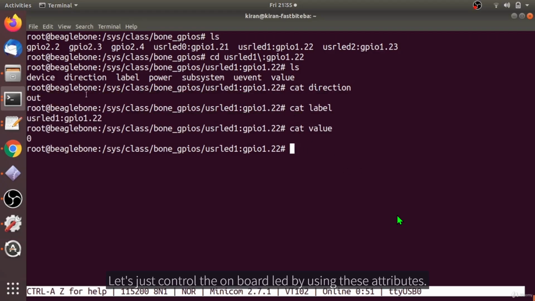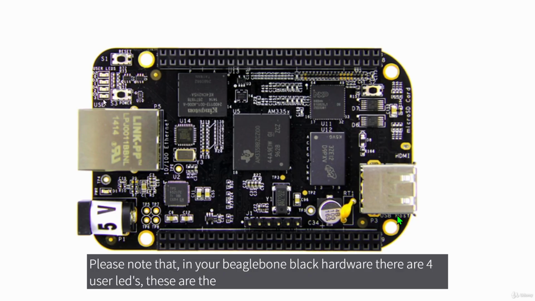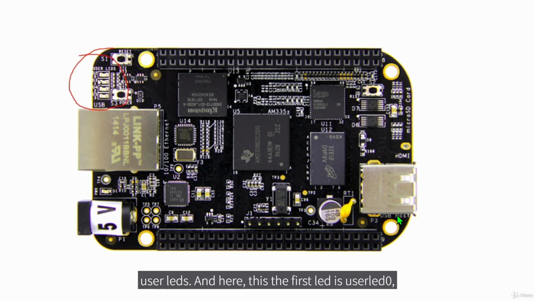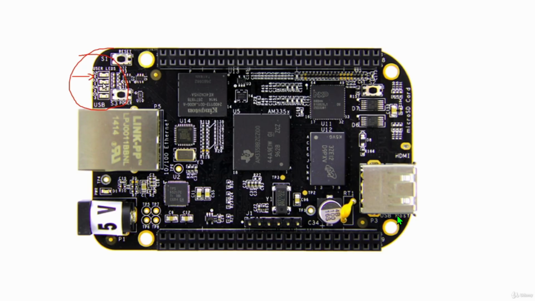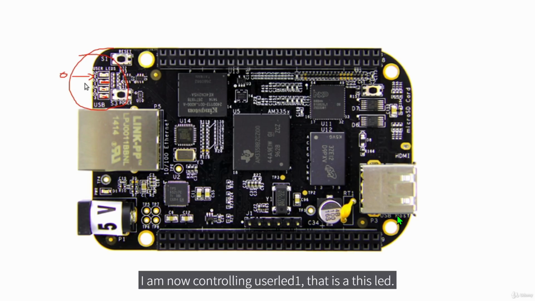Let's control the onboard LED by using these attributes. Please note that in your BeagleBone Black hardware, there are 4 user LEDs. These are the user LEDs. Here, the first LED is user LED 0. This is user LED 1, 2, 3, like that. I am now controlling user LED 1, that is this LED.